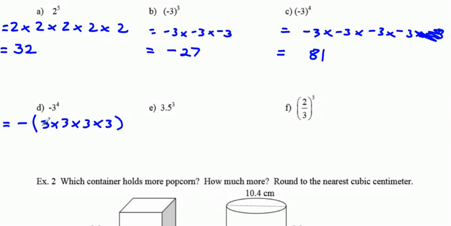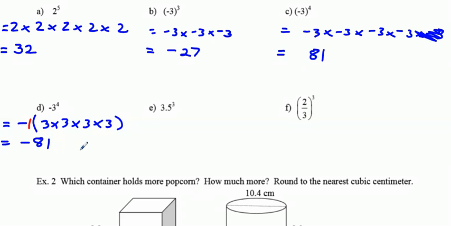Well, we know that a positive number multiplied by itself any number of times is going to be positive, and so 3 times 3 times 3 times 3 is actually +81, but the answer has to be multiplied by this invisible negative in front, which is like an invisible -1, if you will, but we don't write the 1. So our answer here is -81.